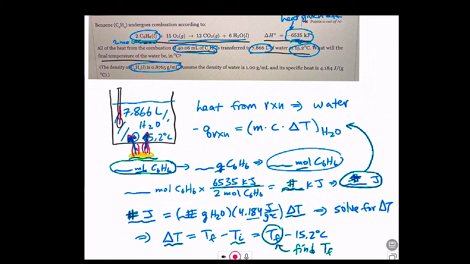And that allows you to figure out the number of kilojoules and therefore the number of joules of energy. And then that amount of heat, that number of joules of energy, is going to equal the mass times the specific heat times the delta T of the water. Mass of the water and specific heat of the water are either known or easily determined. That allows you to solve for delta T. And then, of course, once you have delta T, you can find T final since you know T initial.